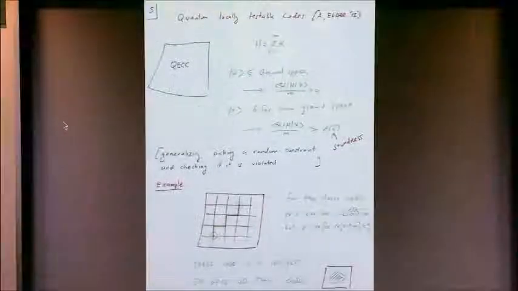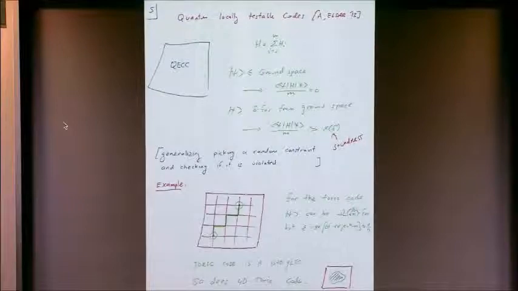Or if psi is delta far from the ground space, and I'm going to answer Mario's question in a moment, then I want the energy density, meaning the energy divided by the number of constraints, to be at least some constant epsilon as a function of delta. And I call this the soundness.